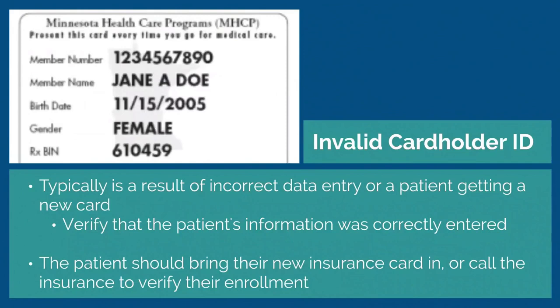Then we have invalid cardholder ID. This is the final one we're going to discuss. This is typically a result of incorrect data entry or a patient getting a new ID card. You want to verify that the patient's information was correctly entered in the system and that they do not have a new insurance card. If they do, the patient should bring their new insurance card in, or you can call the insurance to verify their enrollment.